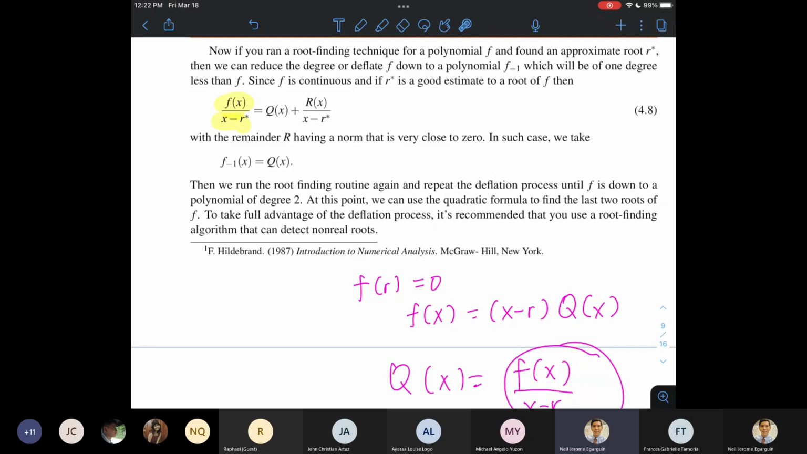Okay? Kung cubic, halimbawa nag-deflate ka, tapos cubic yung kinalabasan, you have the option to use the cubic formula. Pero for some reasons, hindi tinuturo sa atin yung cubic formula. Though marami lang radicals, pero it's workable, it's programmable. Pero pwede ka pa rin mag-deflation na lang uli dun sa cubic polynomial. Okay? So, to take full advantage of the deflation process, use a root finding algorithm that can detect non-real roots. Okay? Para hindi ma-disregard yung mga complex solutions ng ating given equation f of x equals 0. Okay? So does the deflation process make sense, guys?